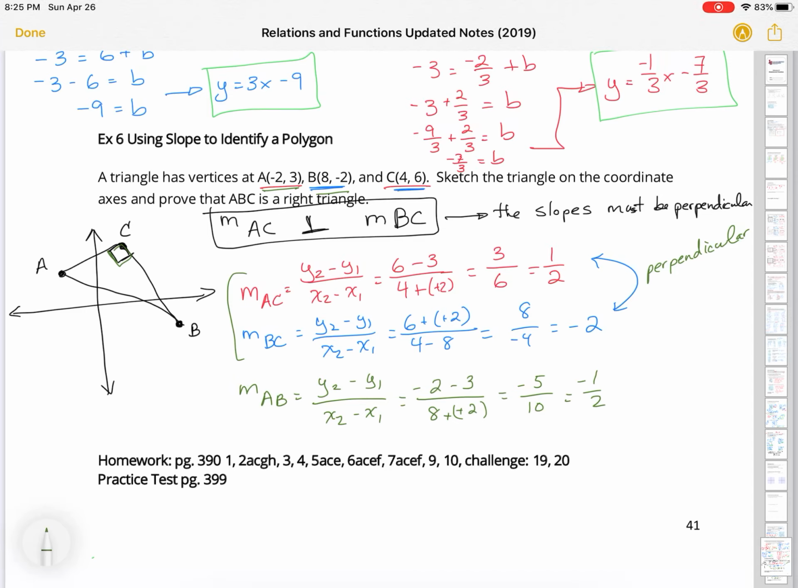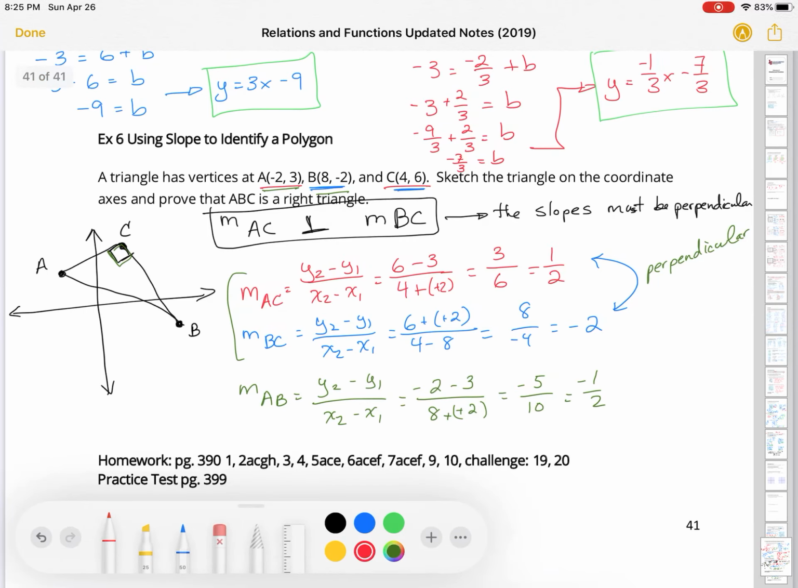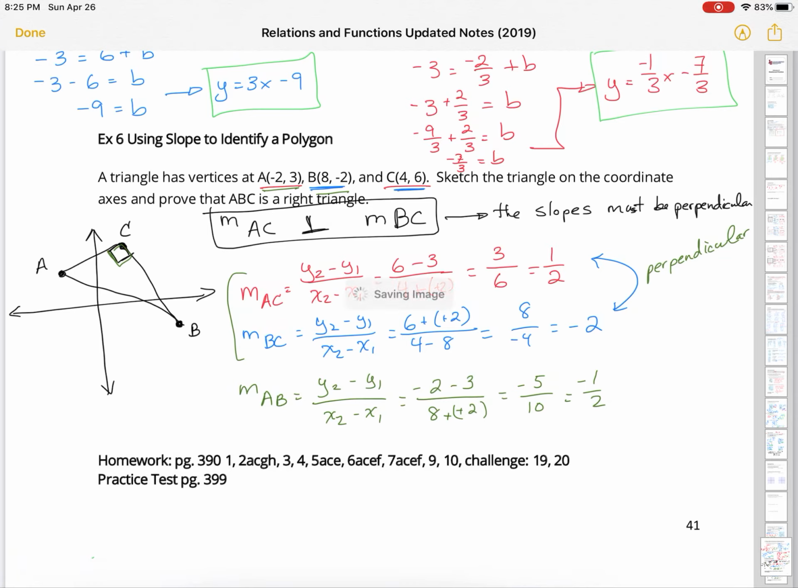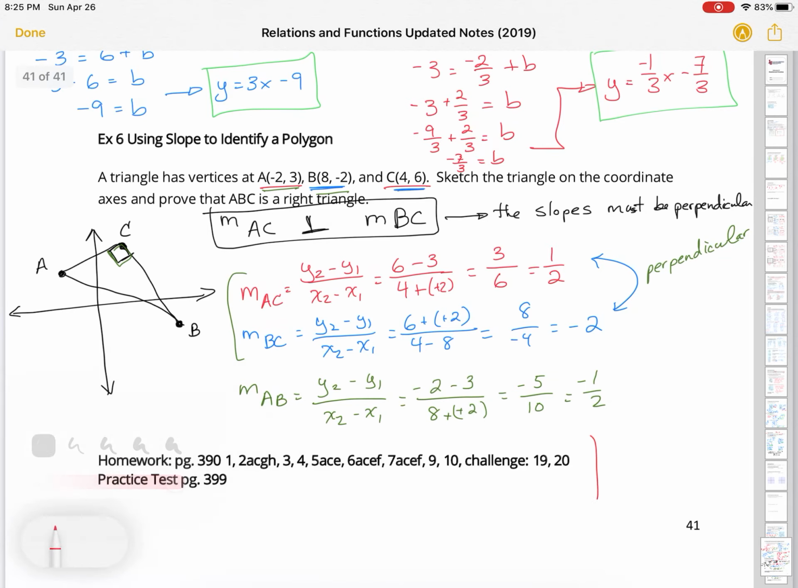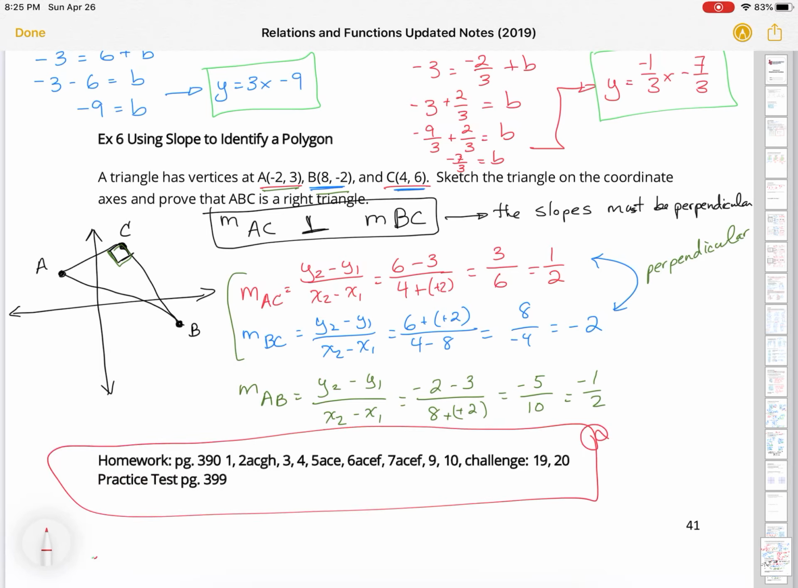Okay, so with those triangular questions, or you might get a parallelogram or a square, let's say to prove it's a square, you might have to find more than just two slopes. You might not know which ones, so you have to kind of map it out. I always say draw a picture. That will help you. And then your assignment for this is right here.